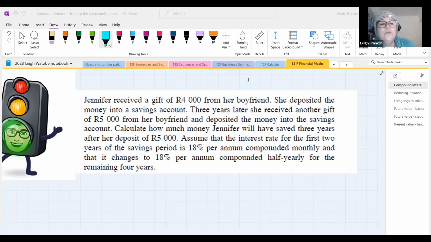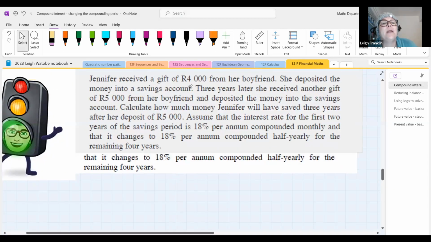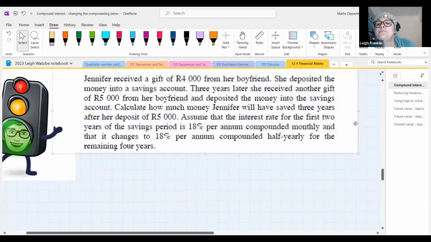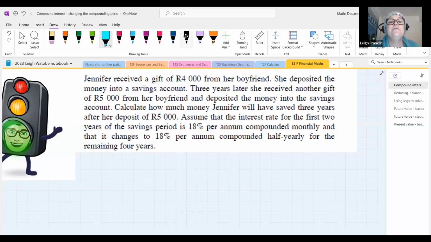Okay. First of all, what we can do to help us is we can draw something called a timeline. Okay. What we first need to know is that from the beginning to the very end, how many years went by? Okay. So can anybody tell me from the very beginning to the very end, how many years have gone past?